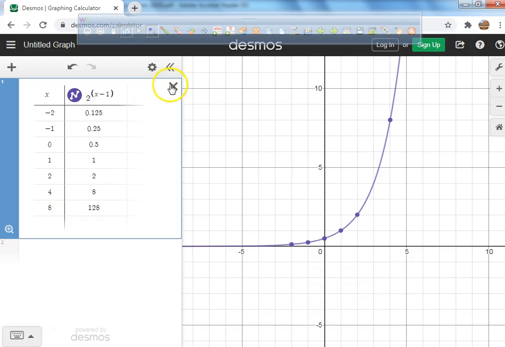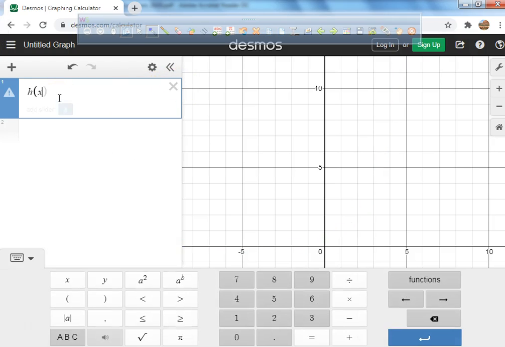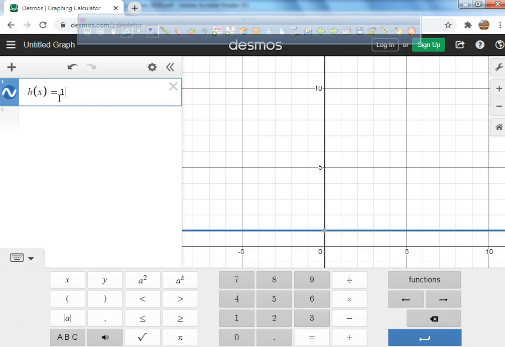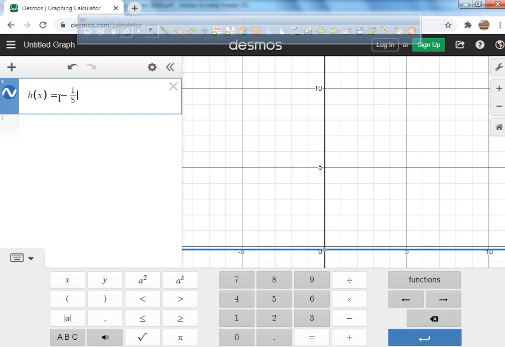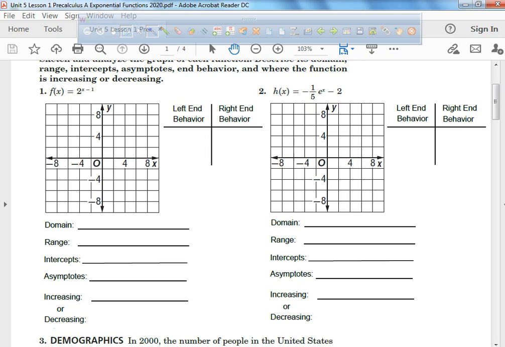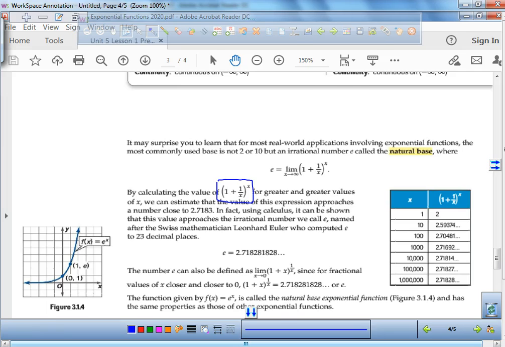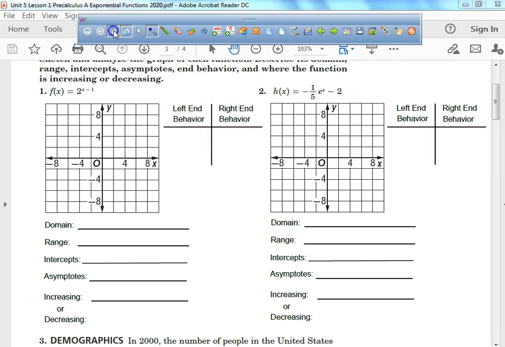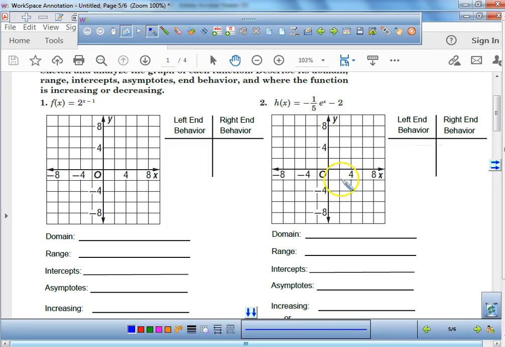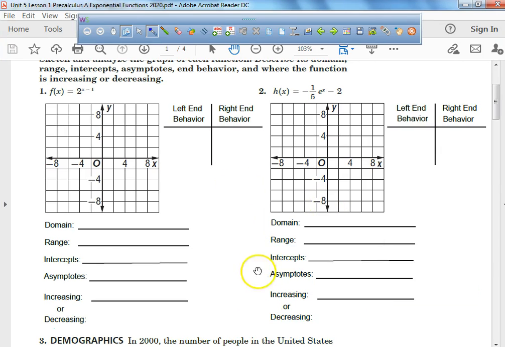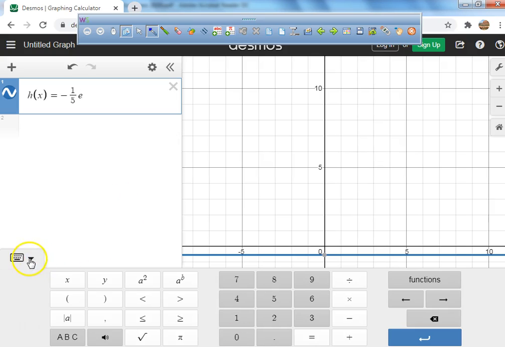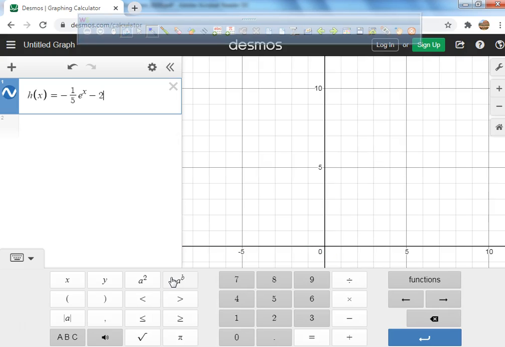All right, let's clear that out. We're going to type in h of x equals, and was it negative 1 divided by 5? Okay, negative 1 divided by 5. And I can just type in the letter e on Desmos because it knows that it's talking about Euler's number. And then what do we have? e to the power of x, and then we have what? Minus 2.